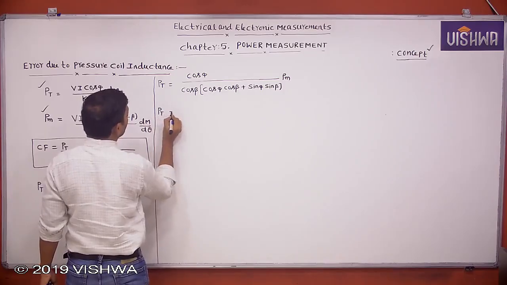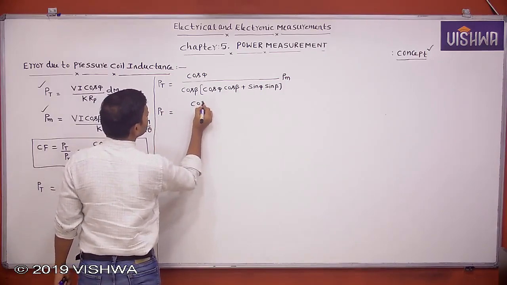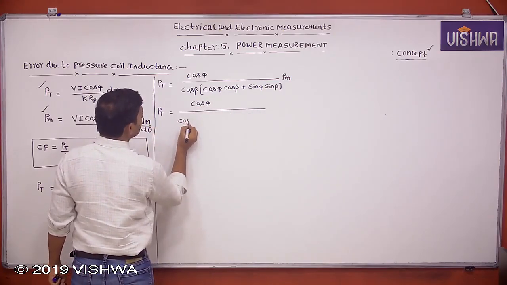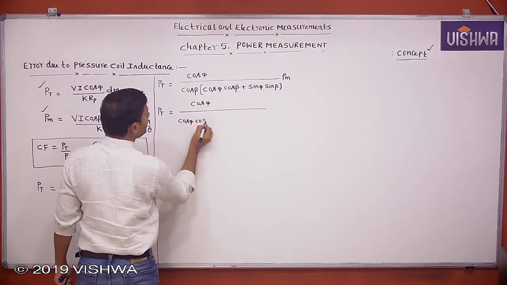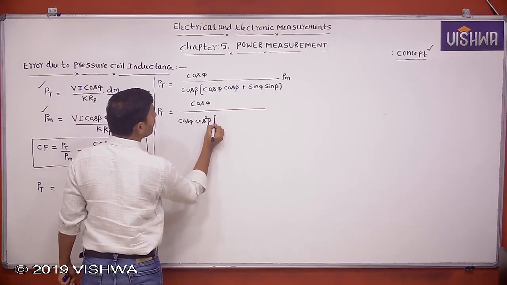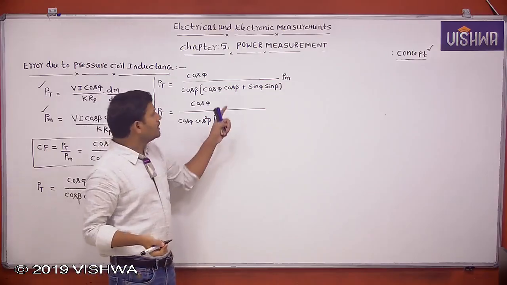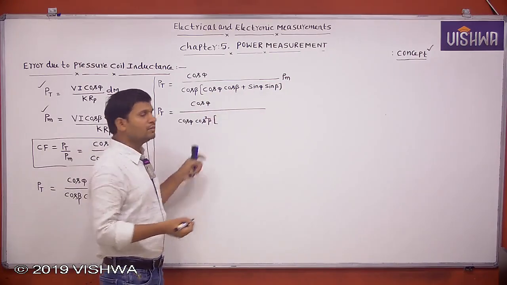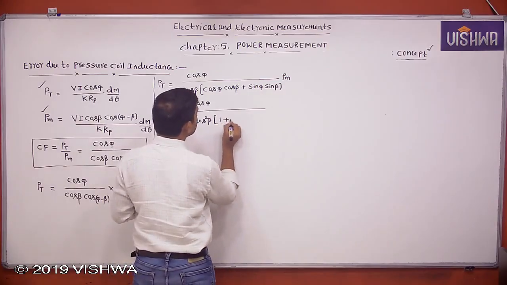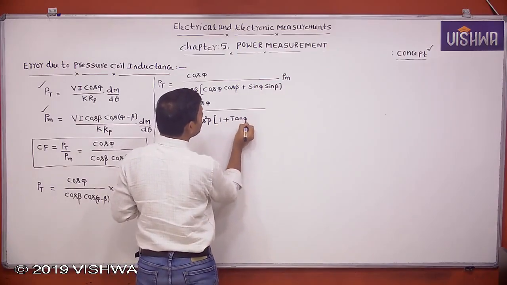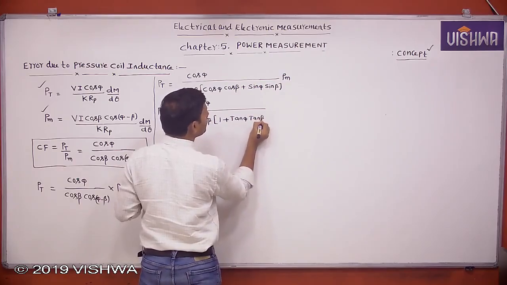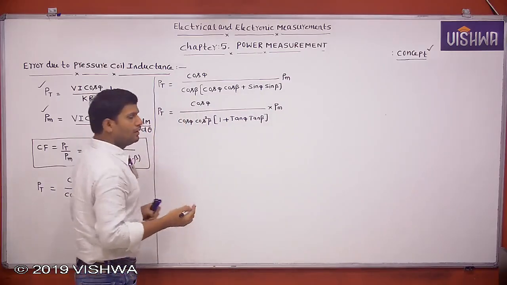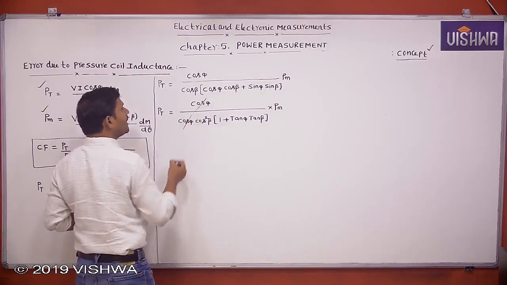Then true power equals cos phi by, you write, cos phi into cos square beta. Since cos phi cos beta is common, it comes under the denominator. Then what you get? 1 plus tan phi into tan beta, into measured power. This cos phi cancels.